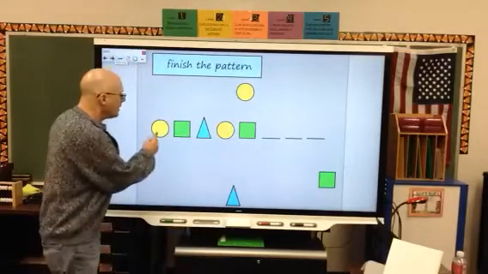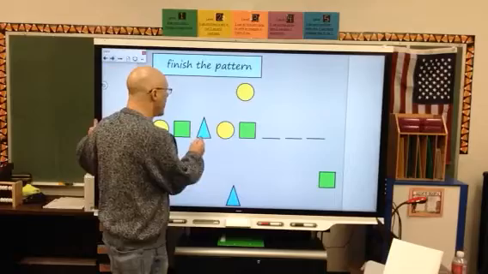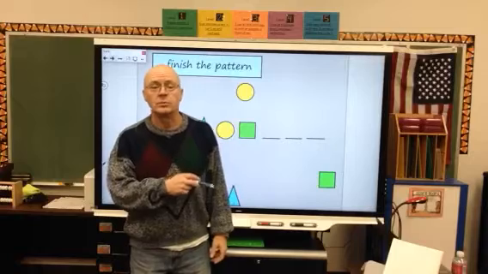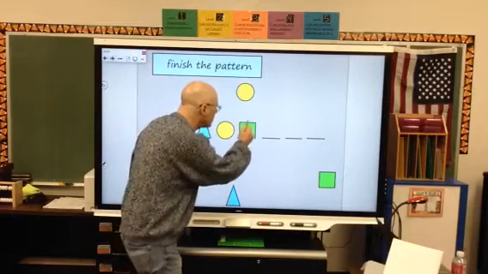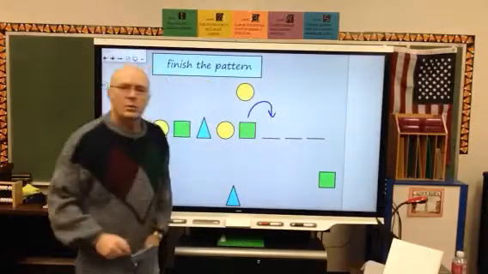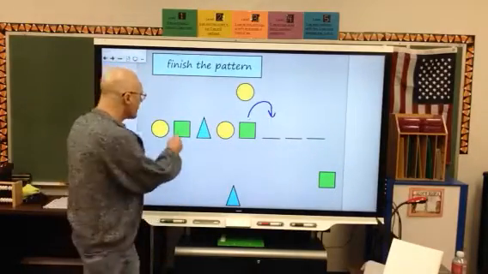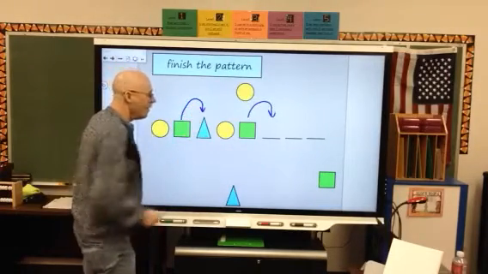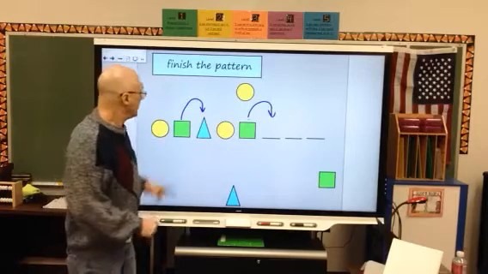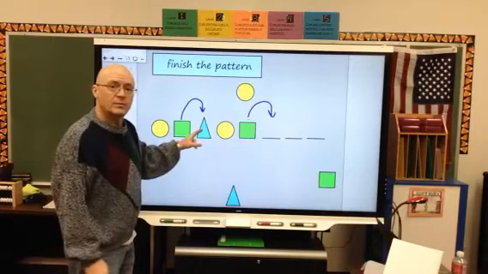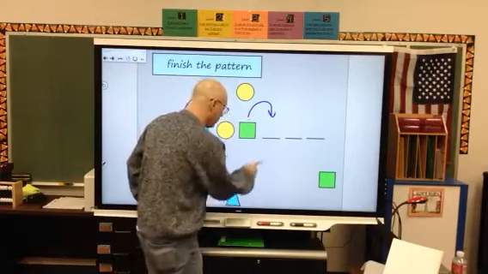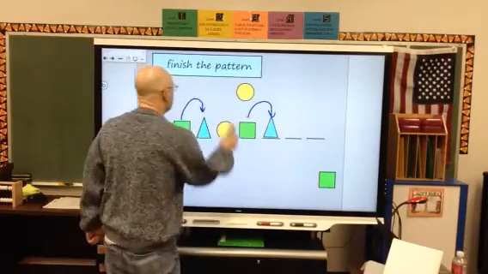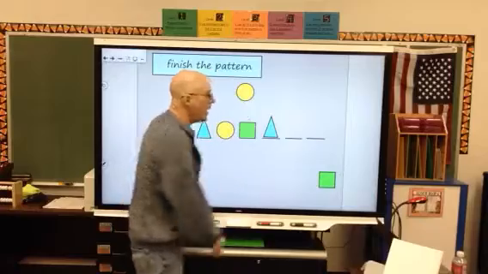Yellow circle, green square, blue triangle. Yellow circle, green square. I don't know. I need to know what comes right after green square. So I'm going to go find another green square. And what came right after this green square? Blue triangle did. Green square, blue triangle.